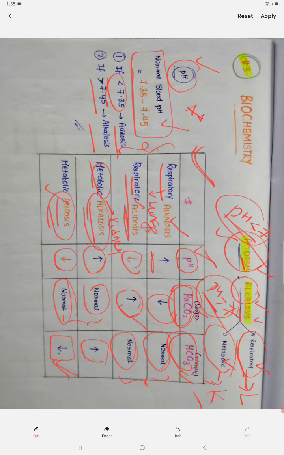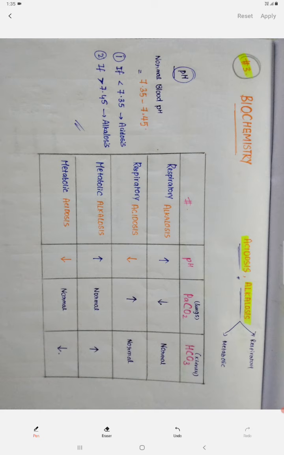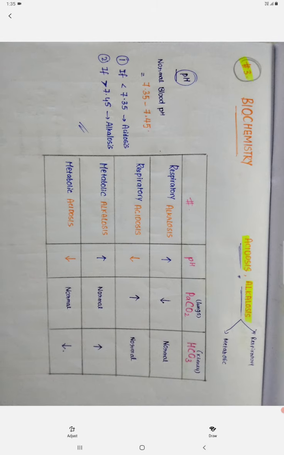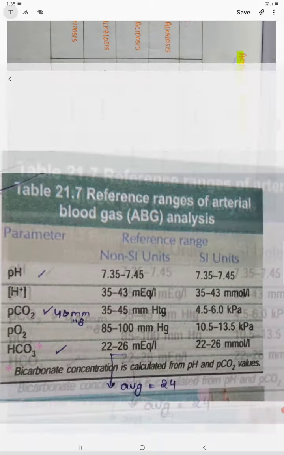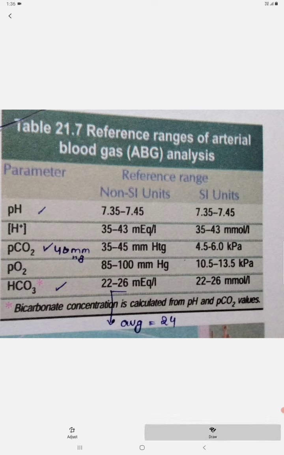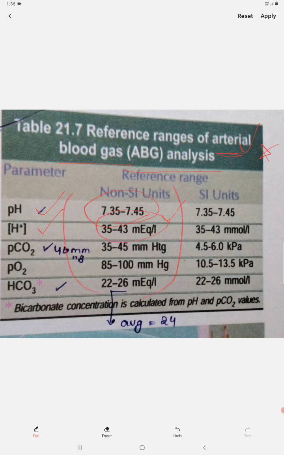You got it? So this is all about our topic today, acidosis and alkalosis. I'll show some pictures. We have the normal values also, which is very important. This picture is taken from the Satyanarayana book, you can refer there. We have ABG analysis, nothing but arterial blood gas analysis. The pH I already told, 7.35 to 7.45 is normal. And then H plus ions, you need to remember 35 to 43 milliequivalents per liter.